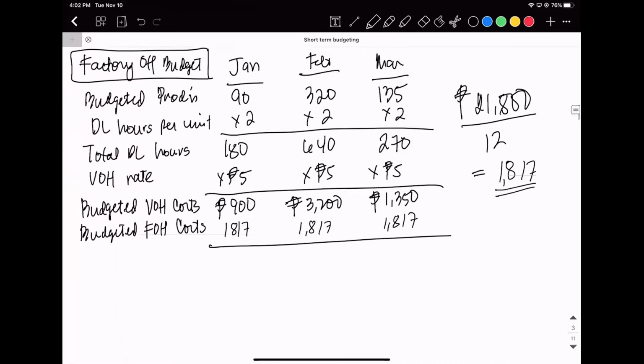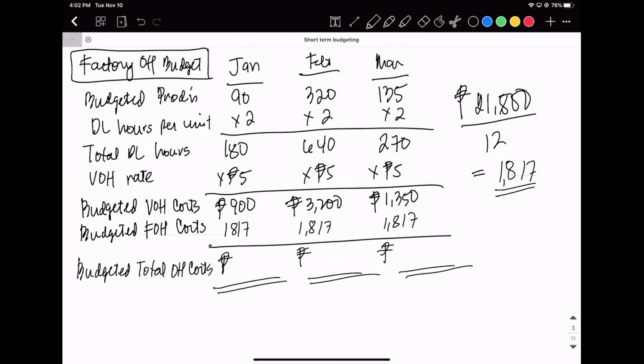So this will be your budgeted total OH cost. So that's 900 plus 1,817, so this is 2,717. And then 3,200 plus 1,817, that's 5,017. And then this one, 1,350 plus 1,817, 3,167. So that is your budgeted total overhead.